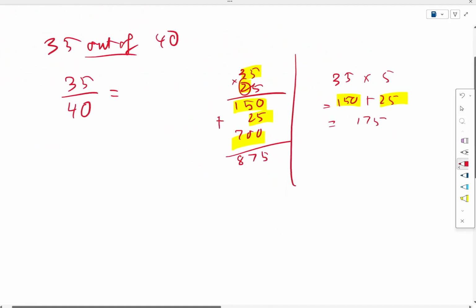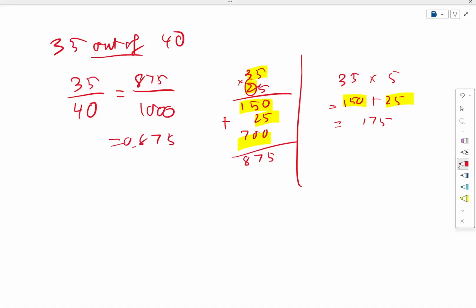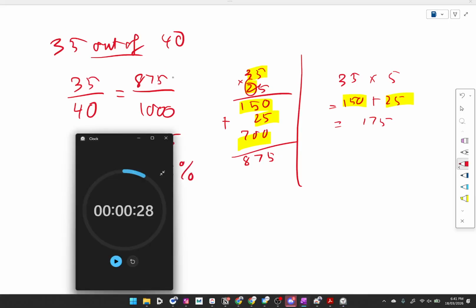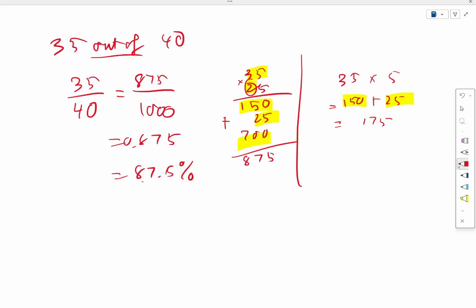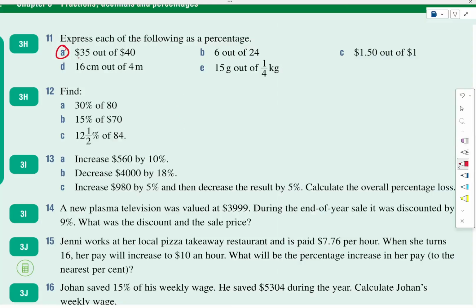Anyway, I'll just continue this one. So that'll be 875 over 1,000. So that will be 0.875. And as a percentage, this is 87.5%. So 35 out of 40 is 87.5%. Okay. Now you try the other ones.